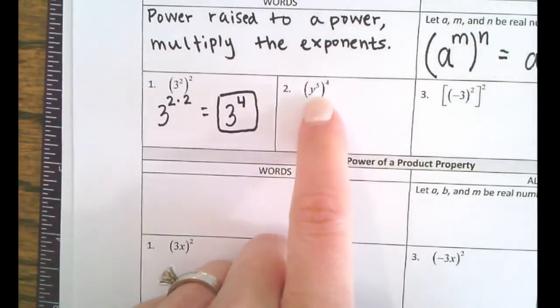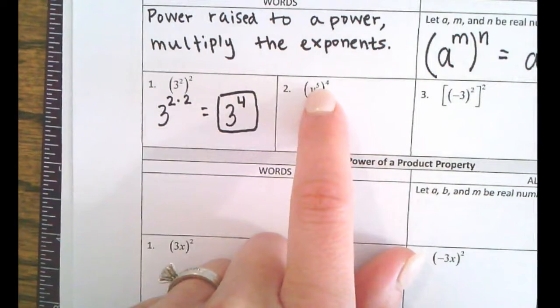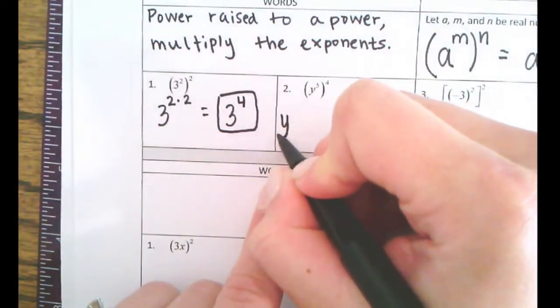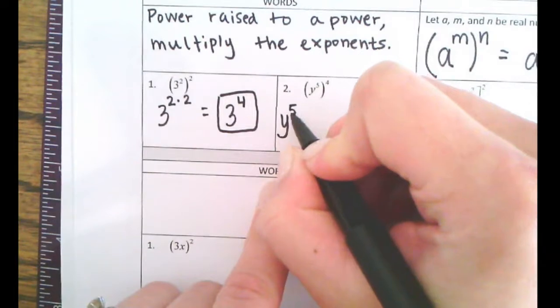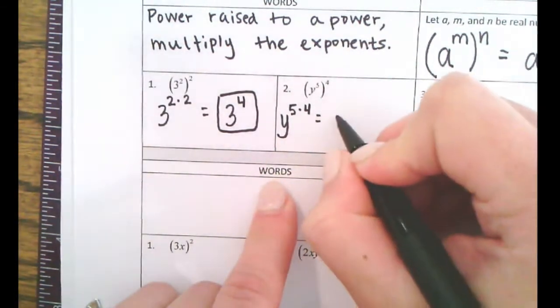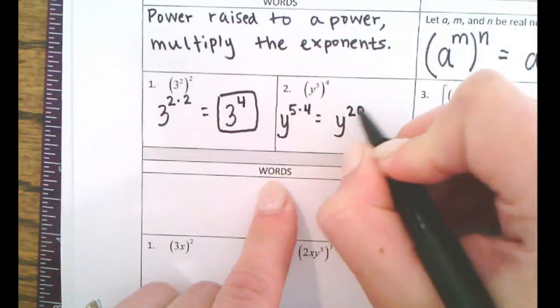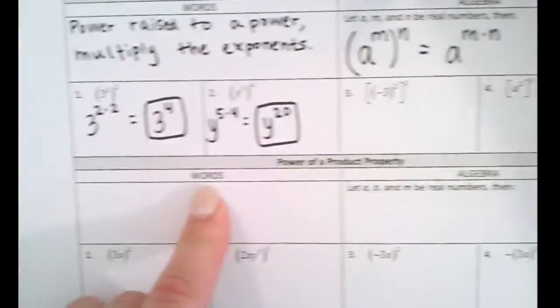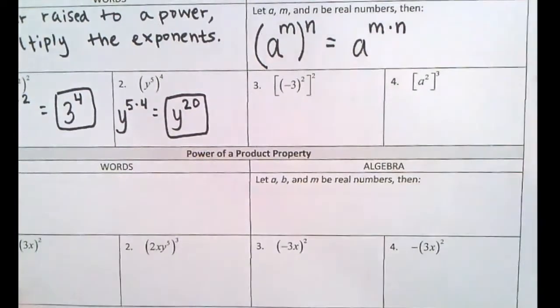The next one, I have y raised to the 5th raised to the 4th. So I have y as my base raised to the 5 times 4, which simplifies to y to the 20th. We have nothing really new for the other problems, so I want you to try pausing the video and practice 3 and 4.